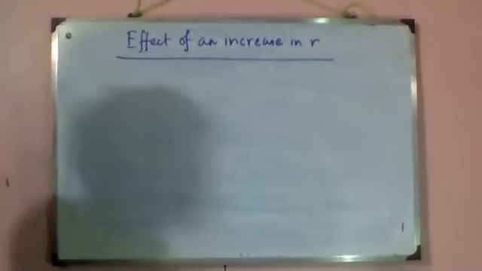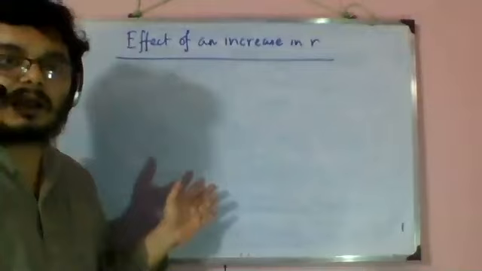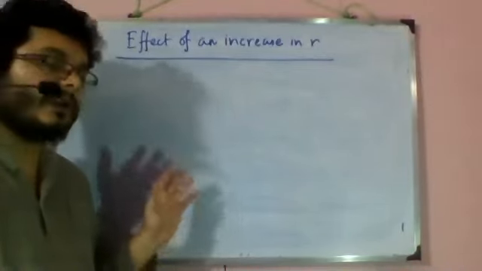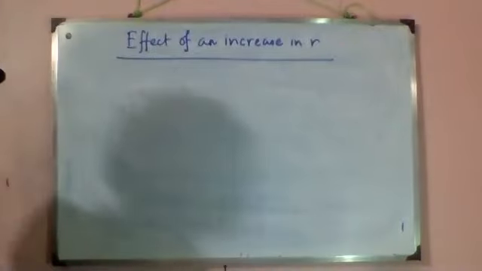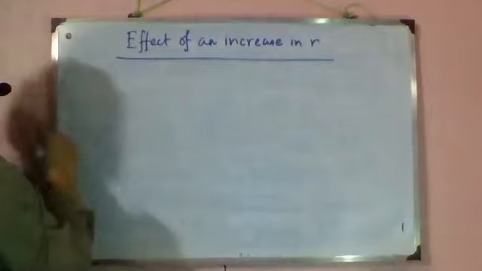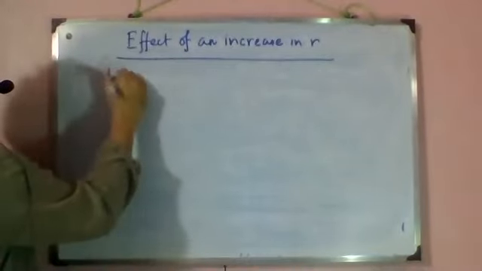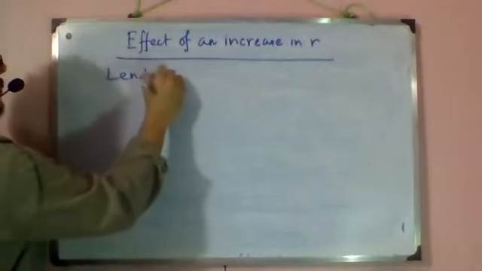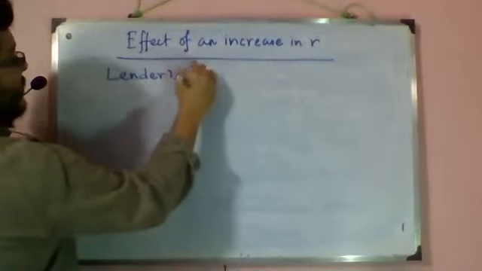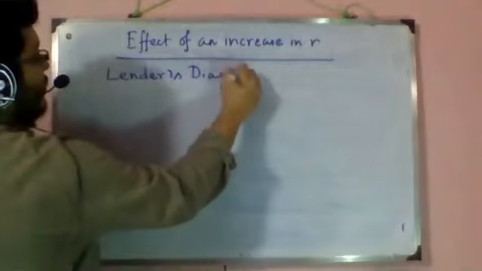As I said earlier, to draw a diagram, first we have to decide whether we are drawing the diagram for a lender or a borrower. So now the effect of an increase in R, of which I am going to draw the diagram, will be for a lender. Okay, so it will be drawn for a lender. So, lender's diagram.